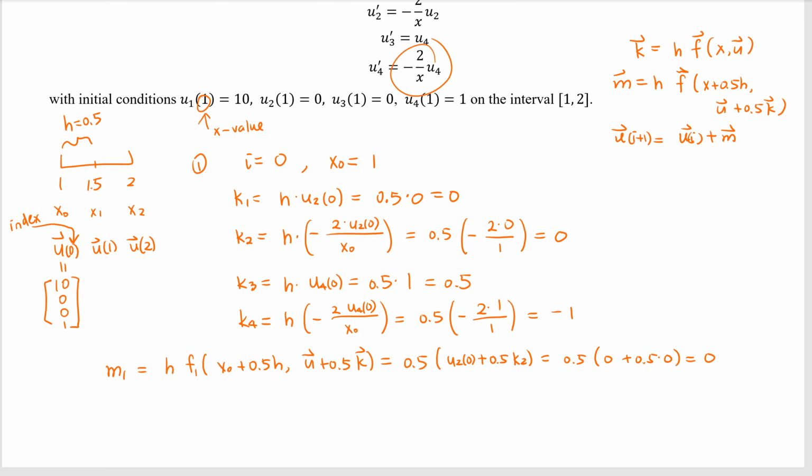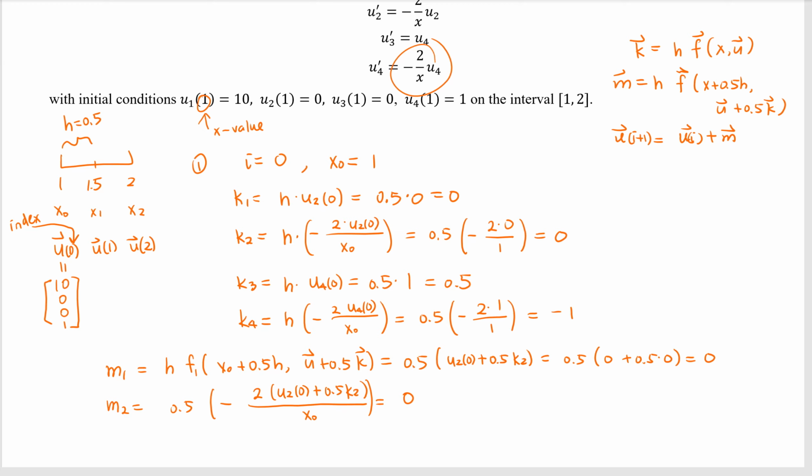Okay. And then M2 is H times F2. So H is 0.5. F2 is minus 2, and we replace U2 by U2 of 0 plus 0.5 K2 over X0. But because U2 is 0 and K2 is 0, this guy is also 0. Is that okay, everybody?